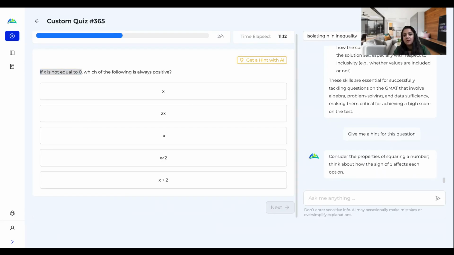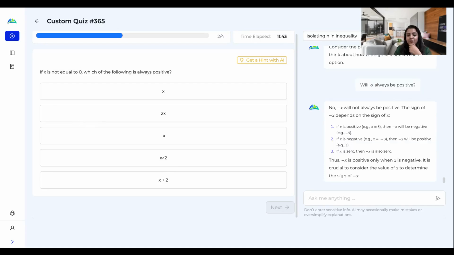Squaring a number, think about how the sign of x affects each option. X's sign does affect and help us eliminate some of the choices. What about answer choice C? Let's ask AI. Negative x. Will negative x always be positive? Let's ask. Depends on the sign of x. So if x is positive, if x is 5, negative x will be negative 5. So it's not always positive. But if x is negative, then only in that case, you would find negative x turning positive.